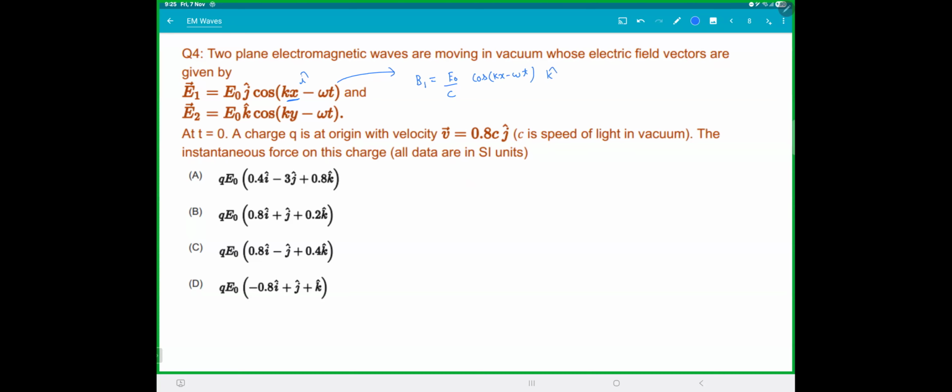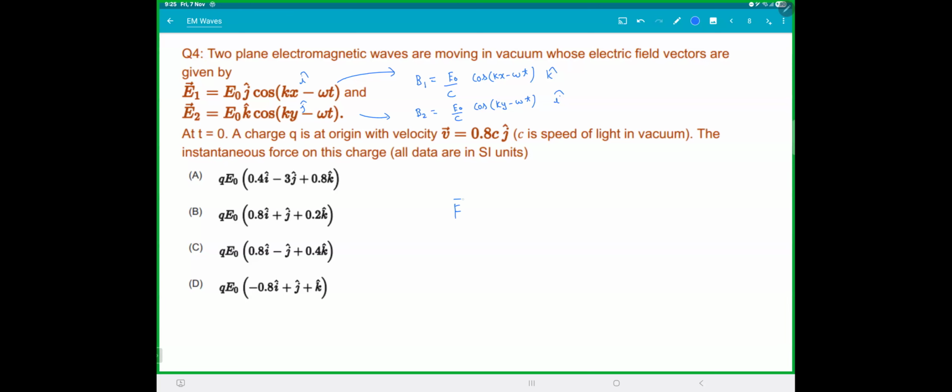Got it? Similarly, this one also will create a magnetic field, which is E naught by C. The function will remain the same, cos(y minus omega t). But this one is traveling in J cap. So K cross B bar is J cap. So what is that? I cap, no? So the two electric fields will create two magnetic fields.